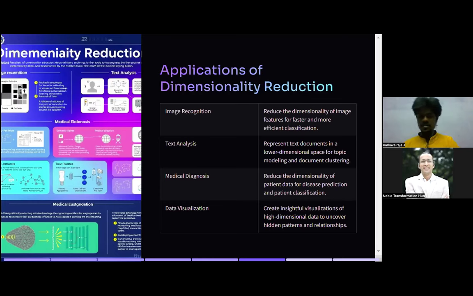Next is data visualization. Creating insightful visualization of higher dimensional data to uncover hidden patterns and relationships. Because consider if we are having 1,000 columns, what is the possibility of displaying the 1,000 columns with the data set in a single sheet or a graph? Not at all possible, right? So with this dimensionality reduction, what happens is it will convert the 1,000 features to only the most important features. Consider it's 10. Now we are able to create a data visualization. So yeah, these are some of the common applications that we are having in dimensionality reduction. Yes, sir. Over to you.